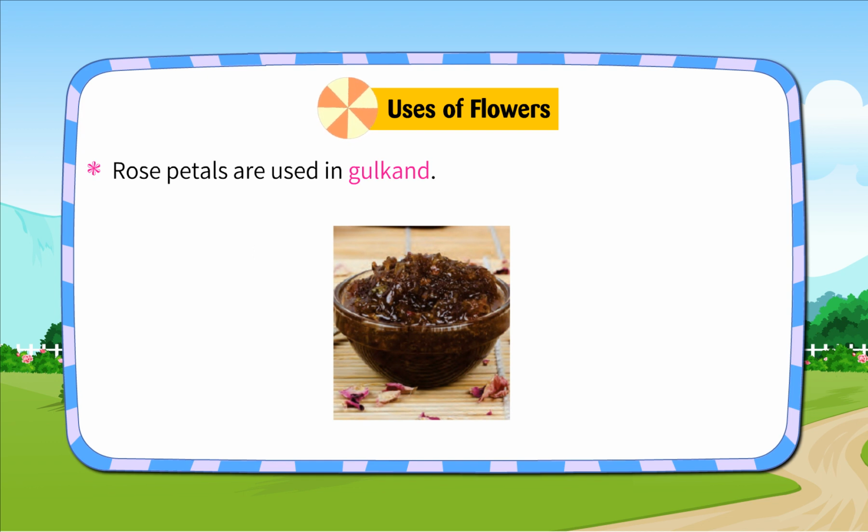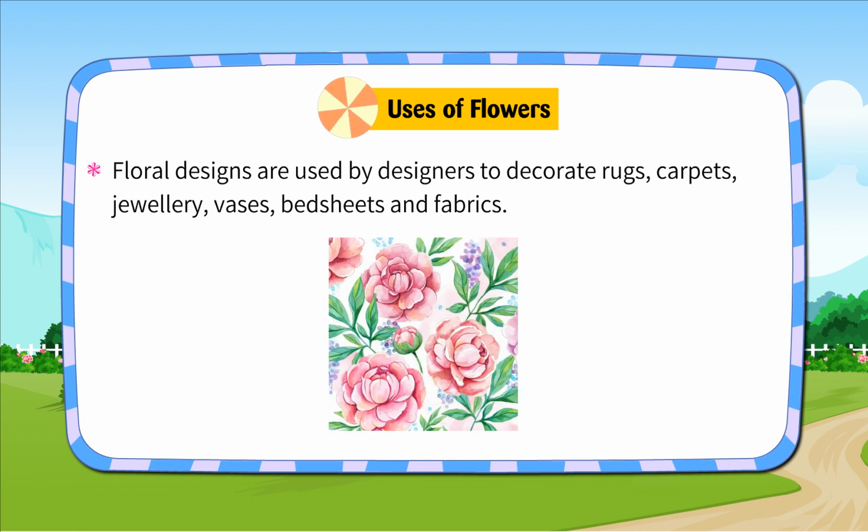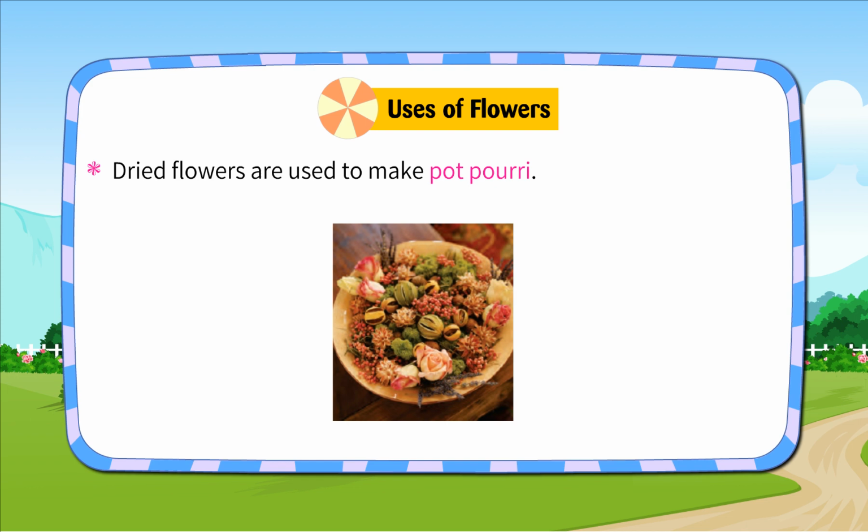Rose petals are used in gulkand. It is the sweet mixture used in palm leaves or medicines. Floral designs are used by designers to decorate rugs, carpets, jewelry, vases, bed sheets, and fabrics. Dried flowers are used to make potpourri.